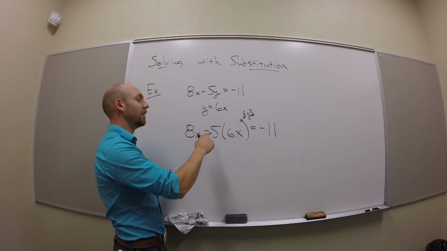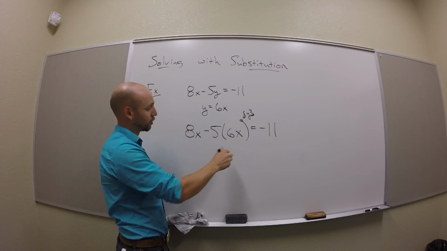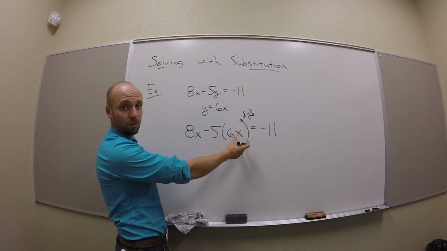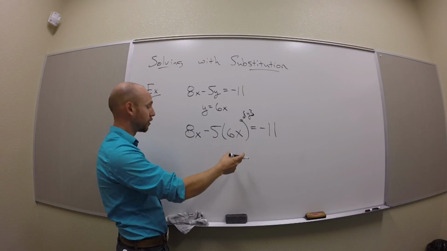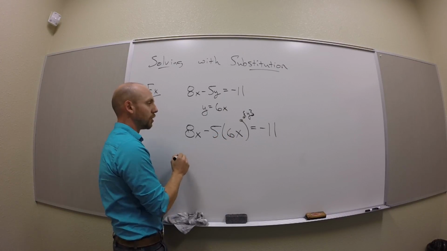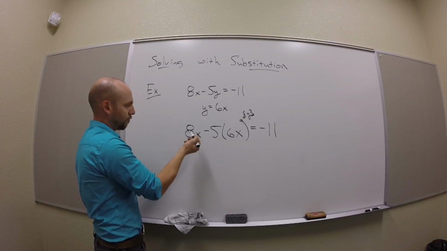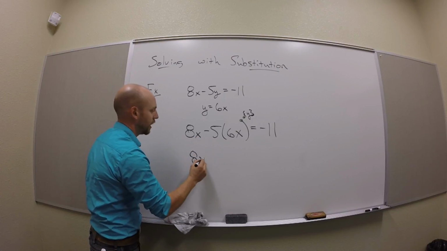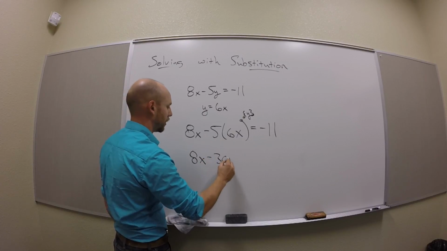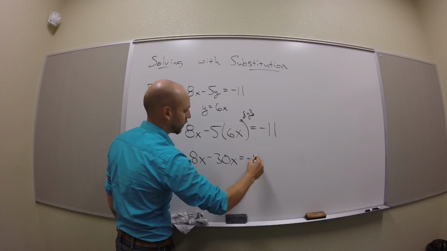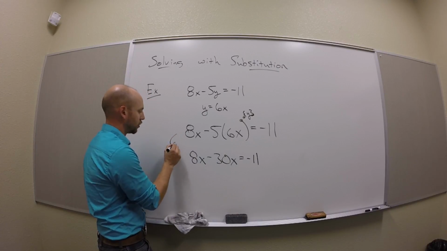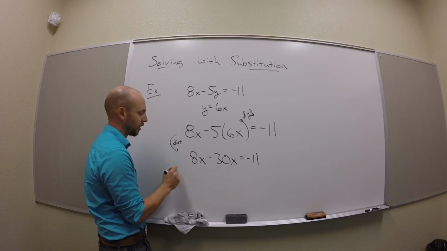Then, and here's the key, you have to remember to distribute, right, which is why I like to put these parentheses there. In this case, there's no other terms, so I don't have to distribute here. But normally I would have to remember to distribute there. So what am I going to do? I'm going to multiply some stuff out. So I'm going to get 8x minus 5 times 6x, which is 30x, is negative 11. So this would be a distribute step, or a multiply out step.